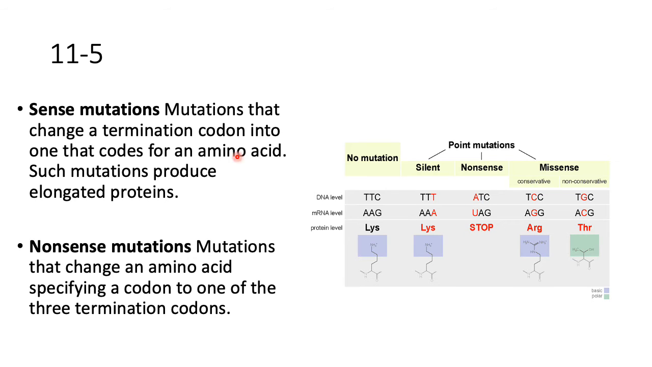So this is a run-on. So a sense mutation is basically like a run-on of a sequence being translated, whereas a nonsense mutation is a premature stop. So as the mRNA is being translated, it prematurely stops, basically chopping off half of the protein, or just depending on where it lands, right?